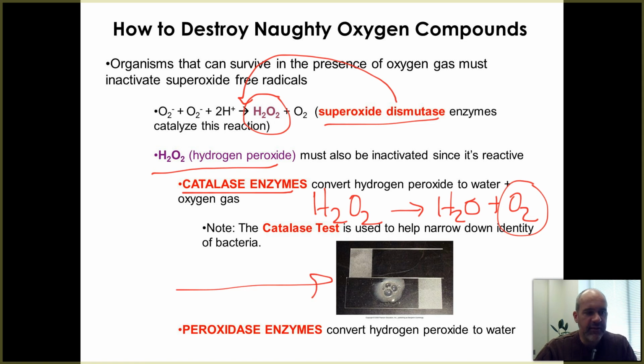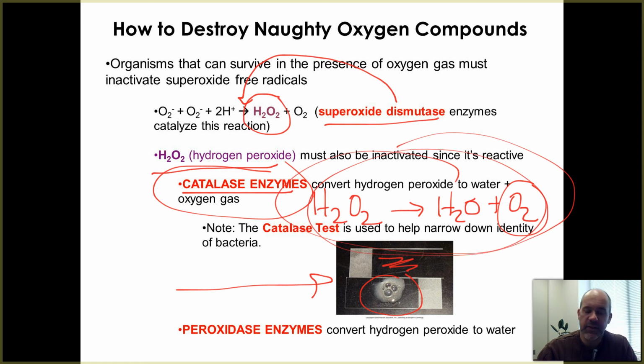What you see over here is a test that you guys will actually run on your unknown bacterium at the end of our project. You can take some bacteria and smear them onto a glass slide and drop some good old-fashioned hydrogen peroxide, like you would buy at the drugstore, on top of the bacteria. And if it bubbles, that means that your organism produces catalase enzymes. The catalase enzymes are doing this chemical reaction that you see right here. The catalase enzymes in those bacteria are converting the H2O2 to water and oxygen gas. So those bubbles you see right there, guess what those are? Those are oxygen gas bubbles being released.